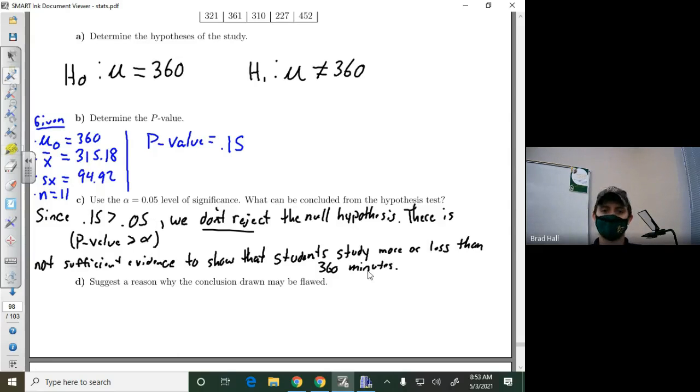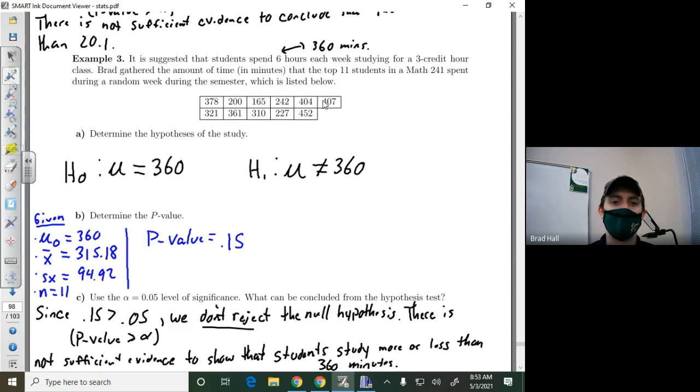So for the very last part, for the last example in this class, I will ask you all, why might the conclusion drawn, why might that be flawed? Why might this whole study be flawed? It's less than 45, or 30. It's less than 30.